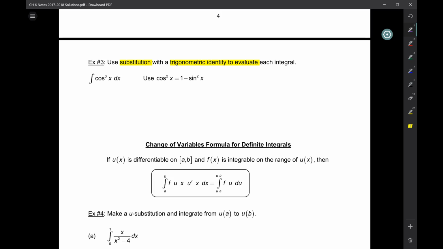Okay, so let's say you did cosine of x, right? If you did u is equal to cosine of x, then du would be negative sine of x dx, but there is not a negative sine x dx in here to make this go away. So cosine cubed x, we can't do it using this. So then what do we have to do?